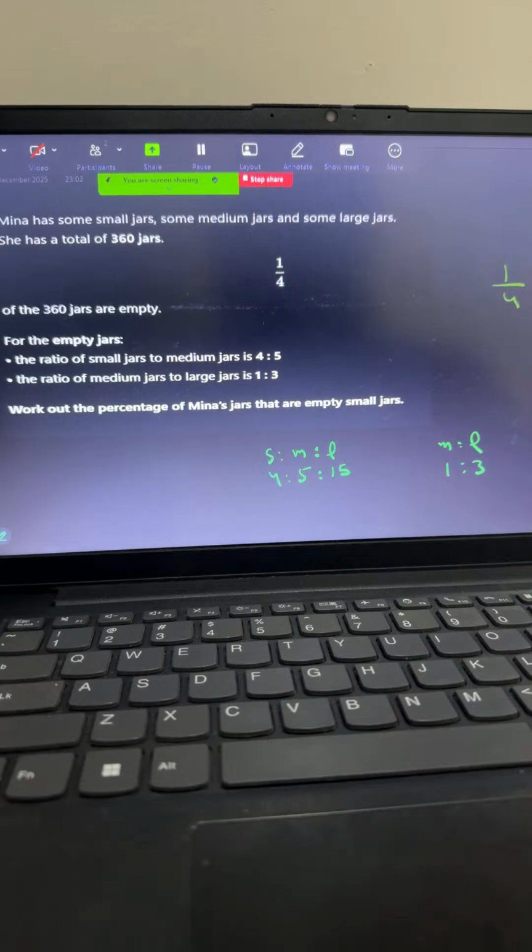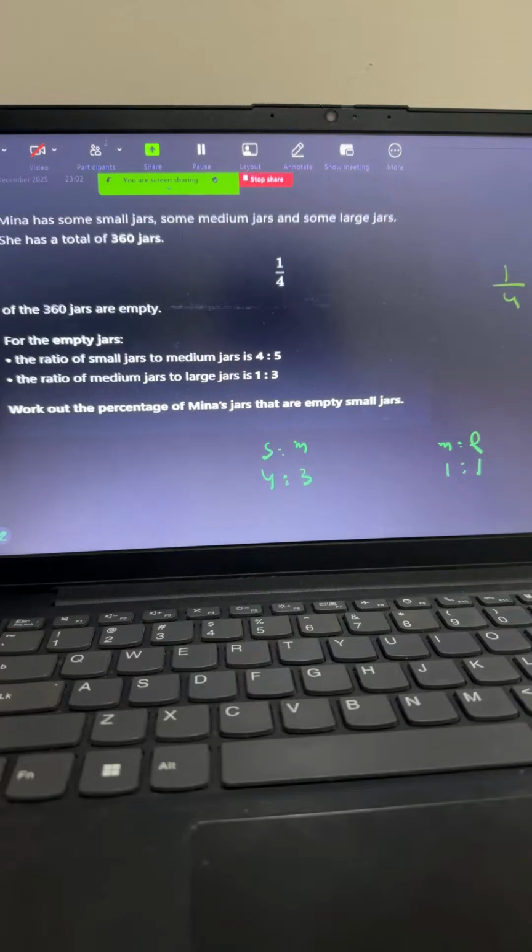Okay, let's say if we do small to medium as 4 to 3 and then times it by 3, let's make it 7. Okay, now I think you can do it. So small to medium is 4 to the ratio of 3 and medium to large is 1 ratio 1.